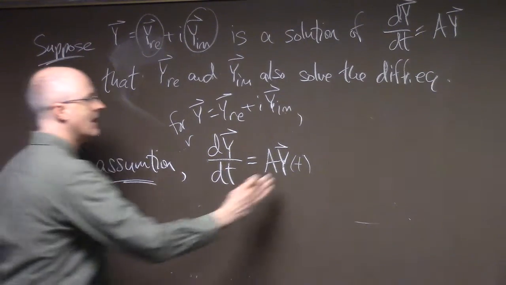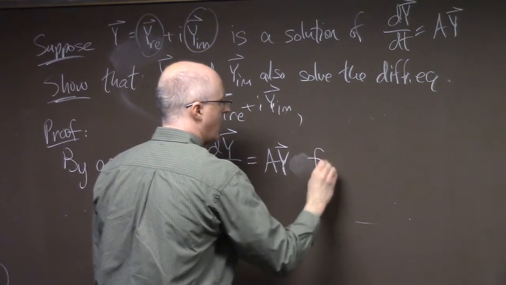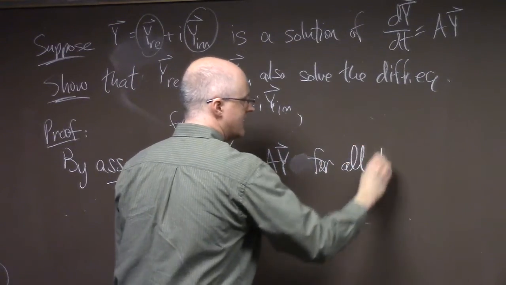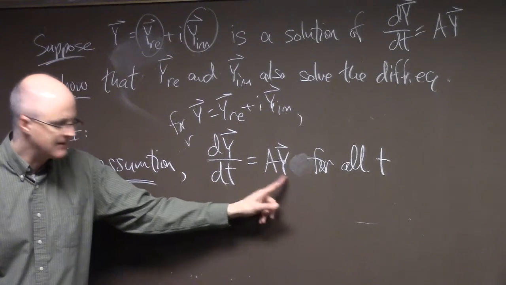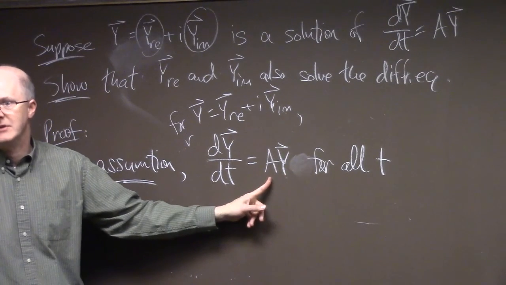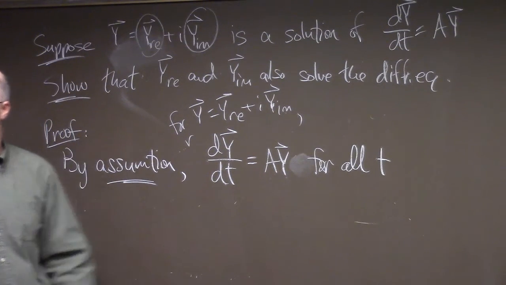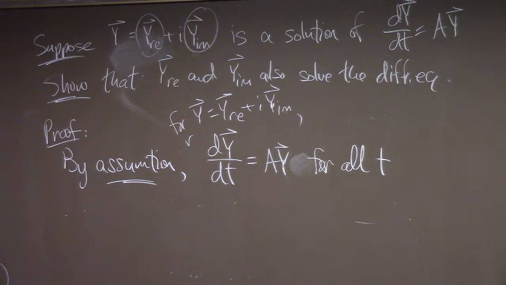For all t. Let me erase that t there, but I'll put "for all t" to remind myself that this does need to be true for all t, and that depends on t and that depends on t. A doesn't depend on t. A is a constant matrix. Maybe by writing that first sentence, that gives you a little hint about what I should do next.